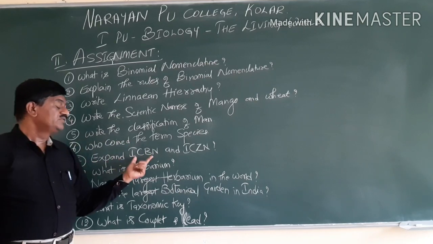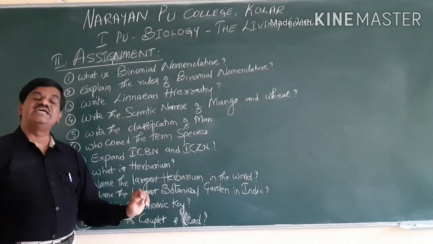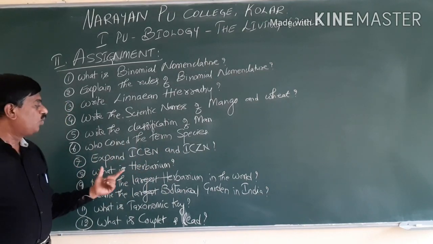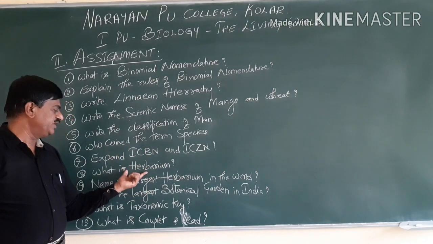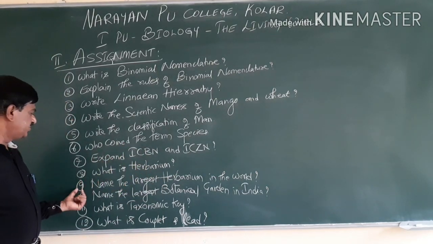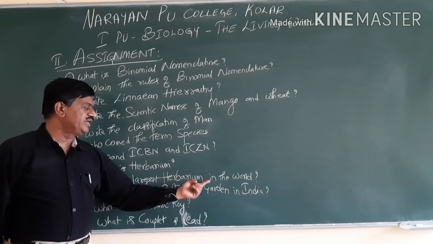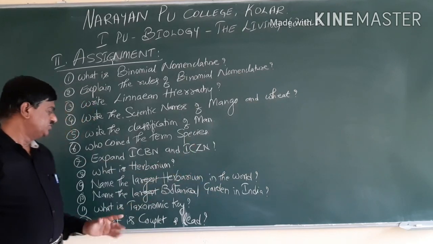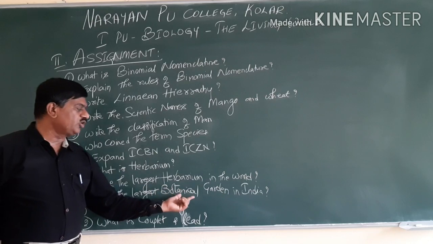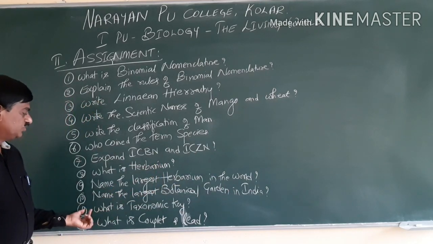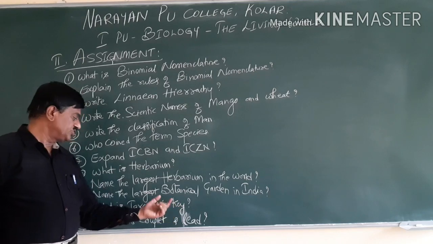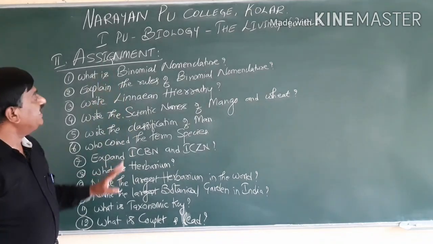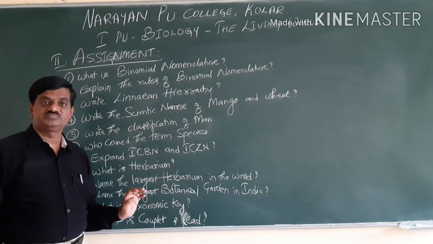Next, explain ICBN and ICZN. These should be expanded and written in full form. Next, what is a herbarium? Next, write the largest herbarium in the world. Next, name the largest botanical garden in India. Next, what is a taxonomic key? And next, what is a couplet and what is a lead? Write all these answers and submit.